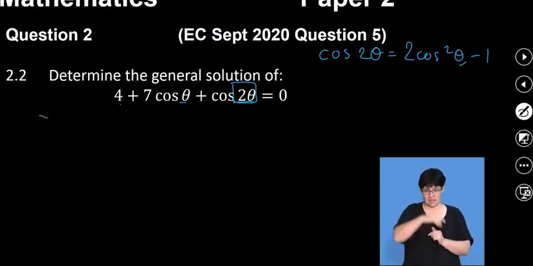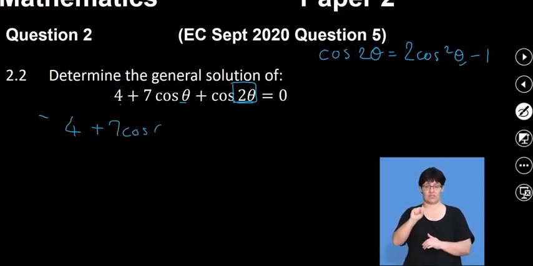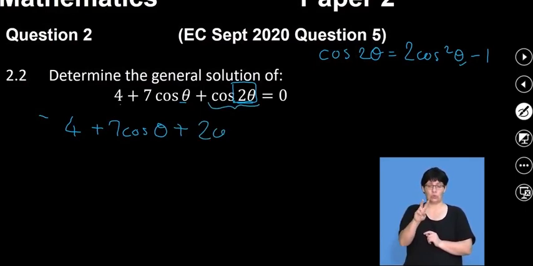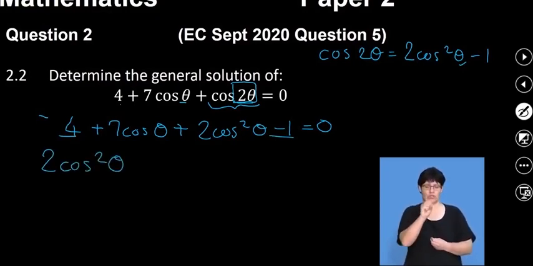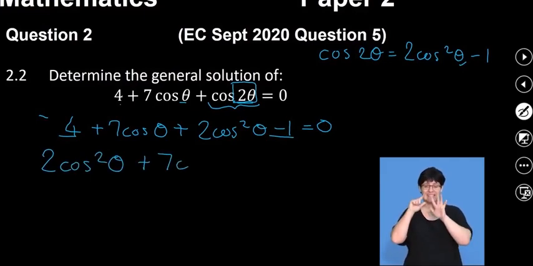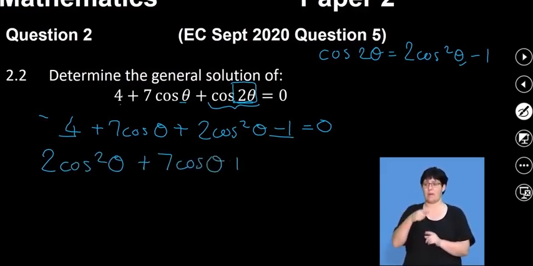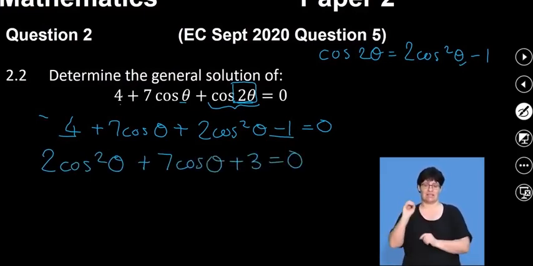So this is going to become 4 plus 7 cos theta plus, and this I'm now going to write as 2 cos squared theta minus 1, and that's all equal to 0. Okay, let me just simplify. The 4 minus 1 gives me 3, so we can see that I now have a quadratic equation. So 2 cos squared theta plus 7 cos theta, and I have plus 3, and that's all equal to 0.